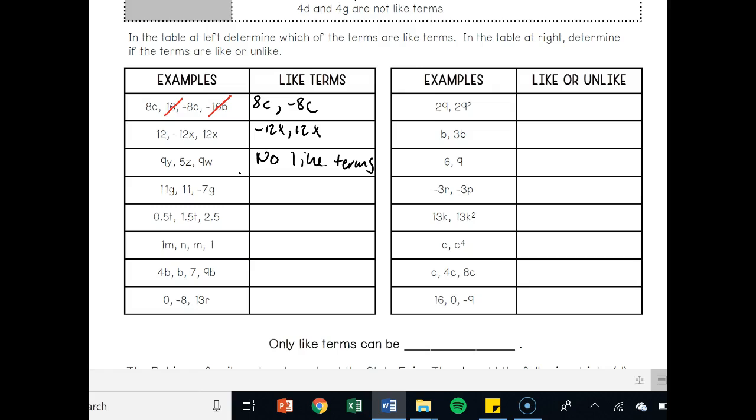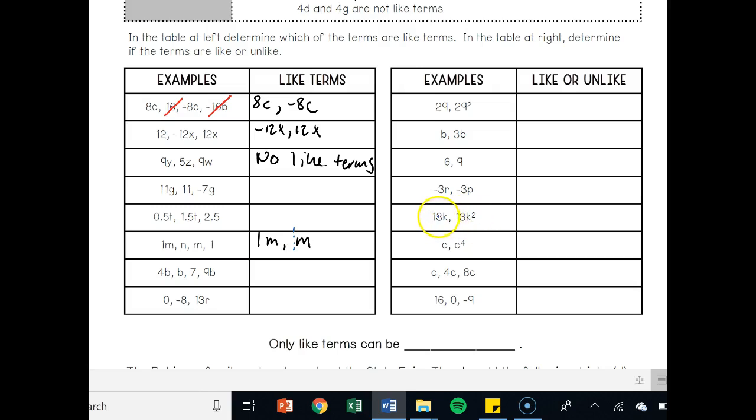All right. Let's go scroll on down. 1m, n, m, and 1. The like terms, believe it or not, are 1m and m, right? This actually has an invisible coefficient of 1 in front of it, right? But they both have the same variable.